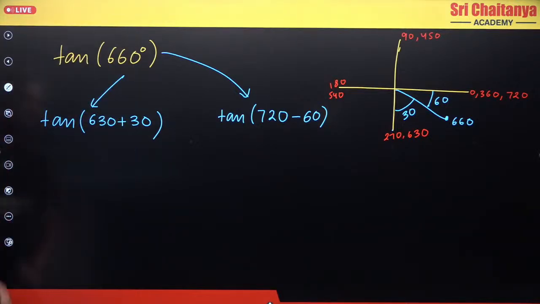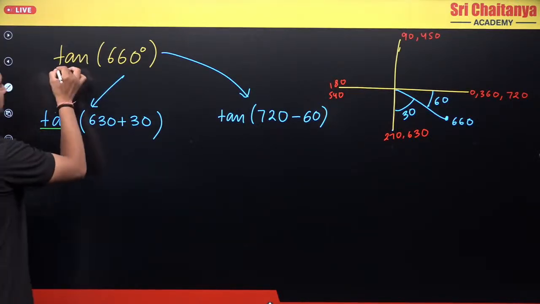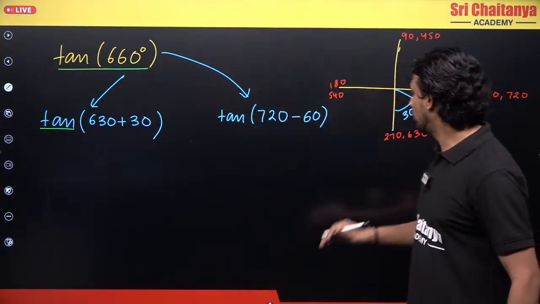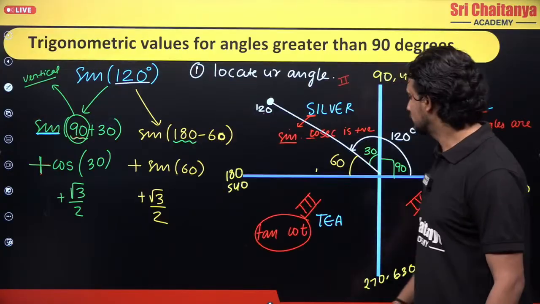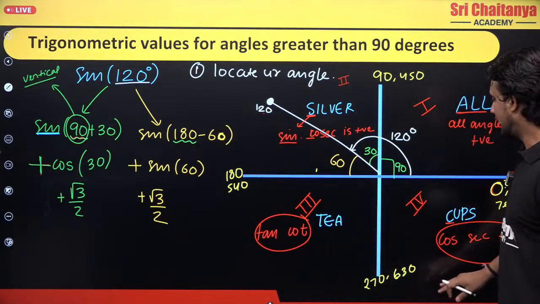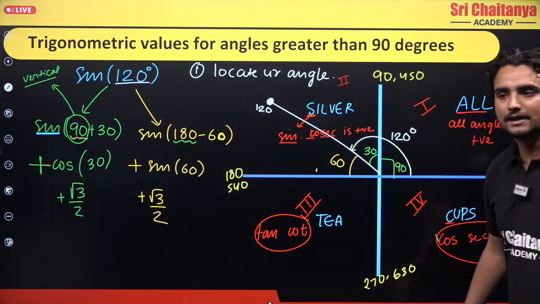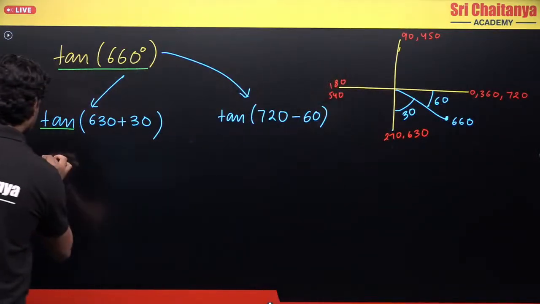So now let's understand again. What did I tell you? You first look at the tan, right? Tan 660 is lying in the fourth quadrant, and in the fourth quadrant, what is the value of tan? Is it positive or negative? So let's go back here and we see that in the fourth quadrant, cos and sec are positive, tan is negative. So I'll put a negative sign here.